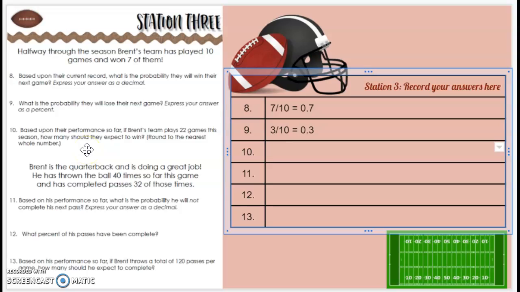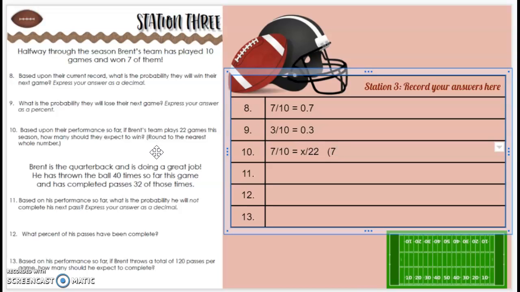Based upon their performance so far, if Brett's team plays 22 games this season, how many should they expect to win? So this is where I'm going to make a proportion. I have won 7 out of 10 games so far. That's going to equal X over 22 because I'm looking for games that I'll win. So I'm going to cross multiply and divide. I'm going to show you what that will look like.